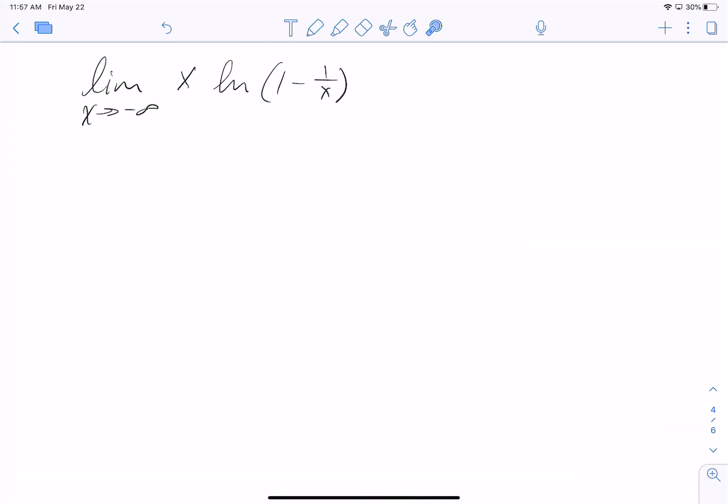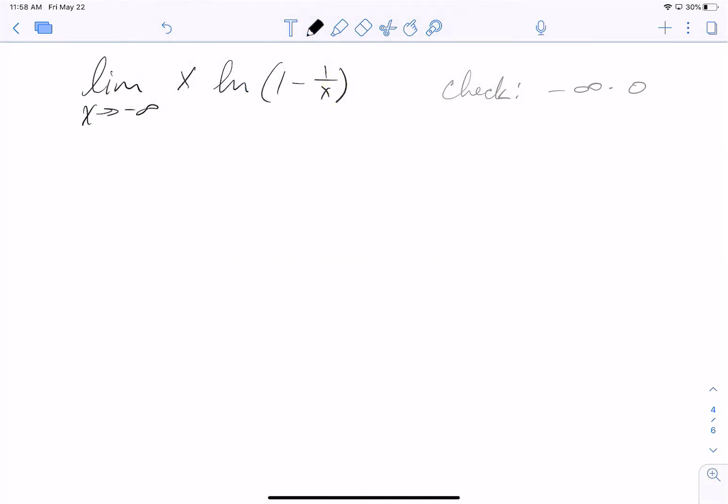For the limit as x approaches negative infinity of x times the natural log of 1 minus 1 over x, when we perform our check, what we get is a form that looks like negative infinity times 0. Remember, plugging negative infinity into x in a denominator is going to make that term equal to 0, and the natural log of 1 is 0.